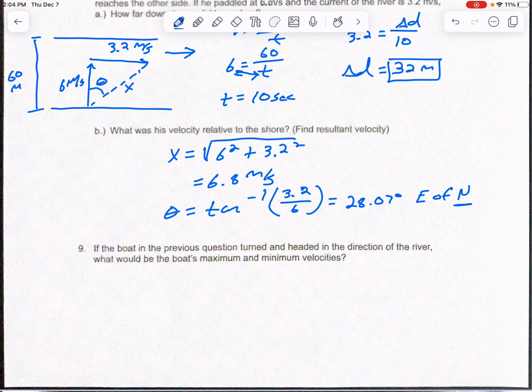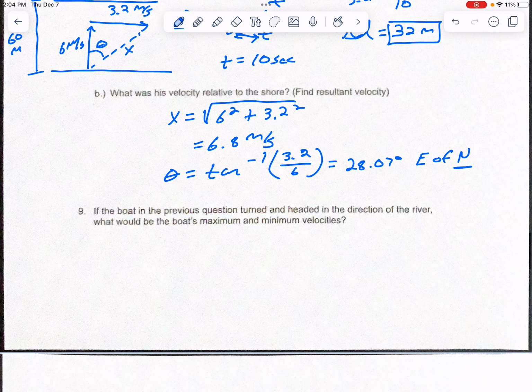Number 9, if the boat in the previous question turned and headed in the direction of the river, what would the boat's maximum and minimum velocities be? So that means if the river is going this way at 3.2, and now the boat's going this way at 6, well, what's going to be the new velocity? It's going to be 9.2 meters per second this way.